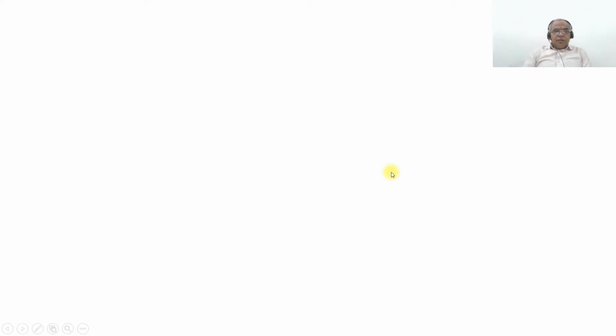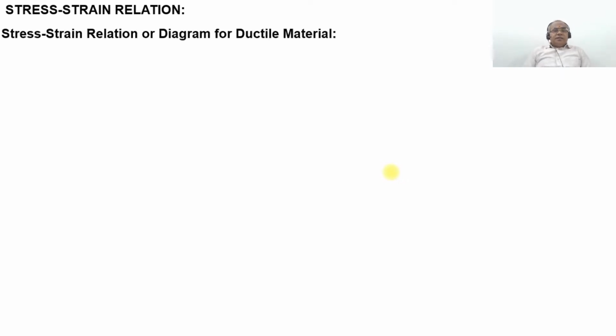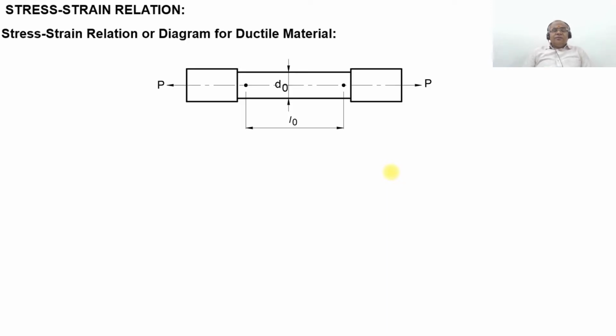Now, in this video, we are going to discuss the stress-strain relations, that is, the stress-strain diagram for ductile material. First, we are going to take up the experimental work of how to conduct a tensile test on a ductile material specimen using a universal testing machine.